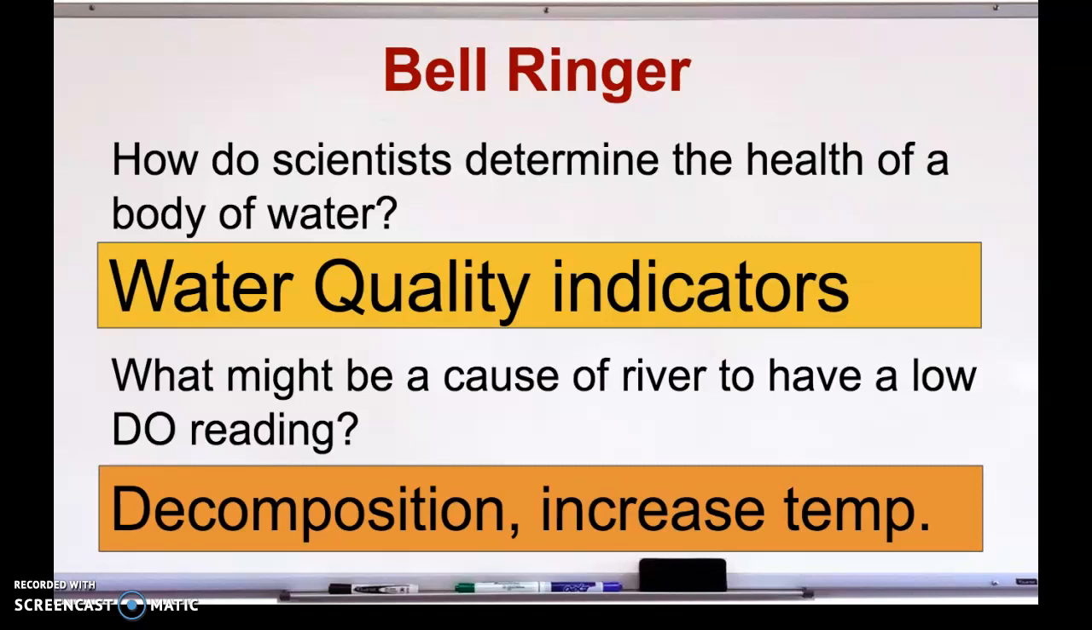Also, we learned that as temperature increases, our ability to dissolve gases decreases. So having hotter than normal water can also cause a low DO reading.